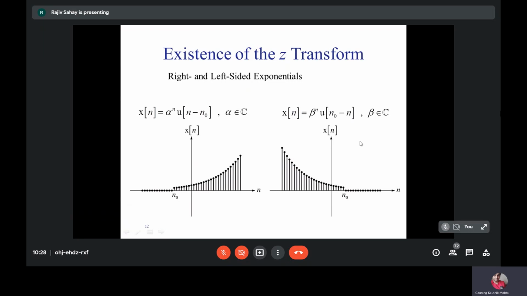So u of minus n means a step towards the left-hand side, and minus n plus n naught means something that is shifted to n naught here. n naught is a positive number here. So you can imagine that n naught can be a negative number also, so it will start from somewhere here. Okay. So this is the typical signal that we will analyze.